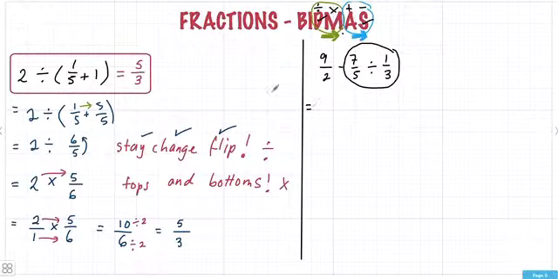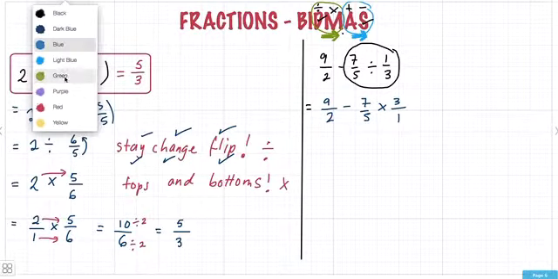So I'm just going to write my working underneath. You can see how I do lots of multiple lines. I leave this alone because I haven't done anything with that yet. I haven't done anything with the takeaway. Now we're going to do stay, change, flip. Stay, done. Change the divide to a times, and flip the 1/3 over.